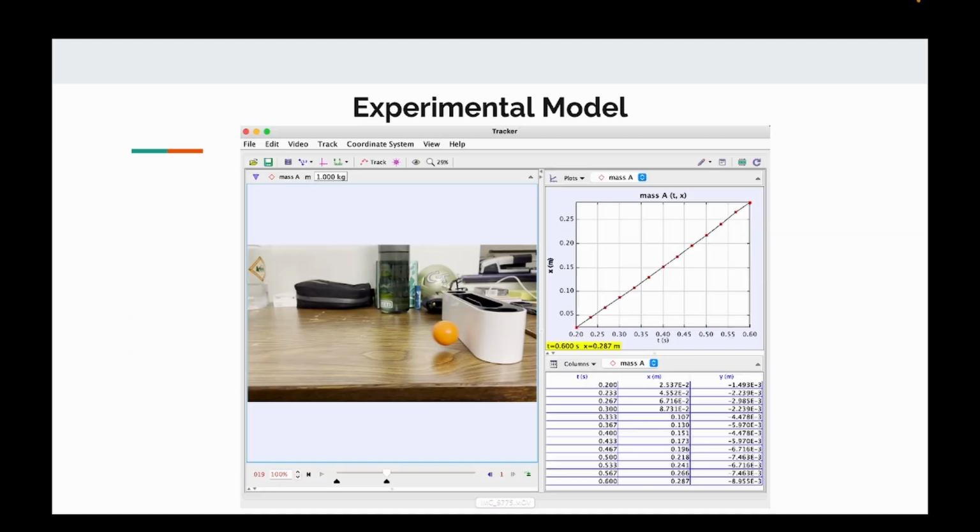So, for my experimental model, I rolled my orange bouncy ball across the desk until it hit the white barrier, and I used point mass tracking in each frame to get the data points seen in this graph. The graph looks largely linear, but you'll see that it undershoots compared to the computational model.